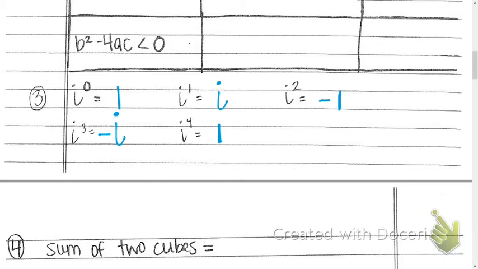Okay? I ain't got a clue how that works. I don't either. It's because you weren't here. Oh. So I'll teach you tomorrow. I was here and I don't have a clue. Like, what makes you know that? How does i to the 3rd make negative i?